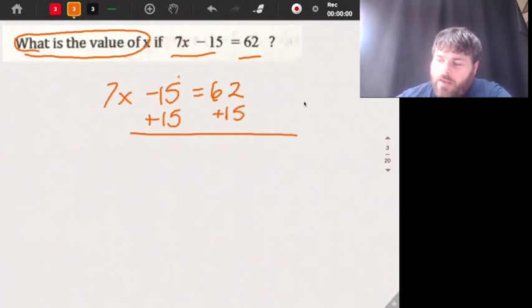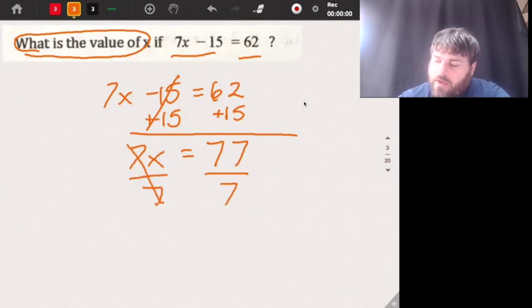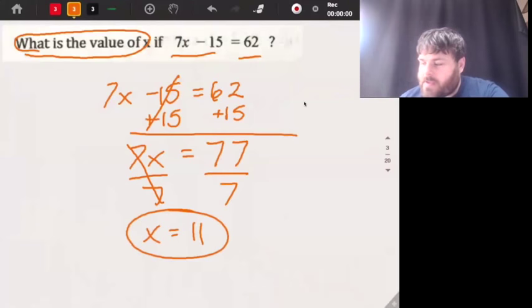Okay. The 15s cancel because they add to 0, and 7x plus 0 is just 7x. So it simplifies to be 7x over here, and on here, the right side, we get 77. All right, 7x equals 77. Last step would be divide by 7. That's going to give me x equals 11. Okay, so x is equal to 11 in that equation, and we've solved for x. So 11 is going to be our solution.